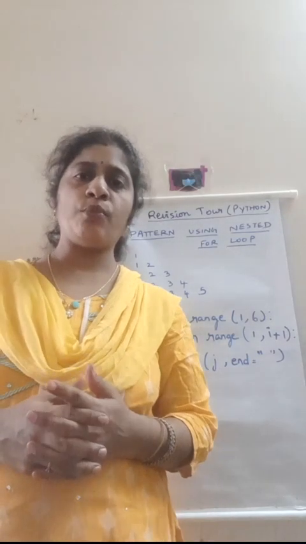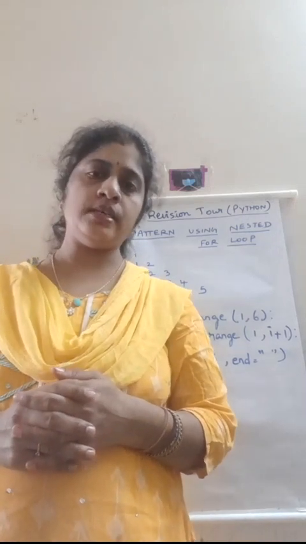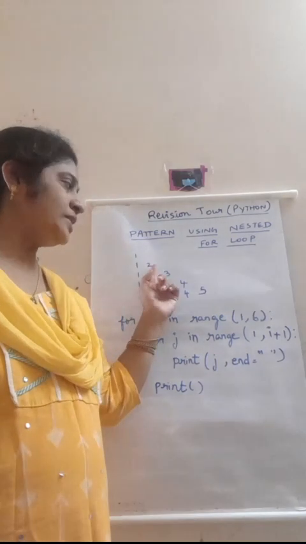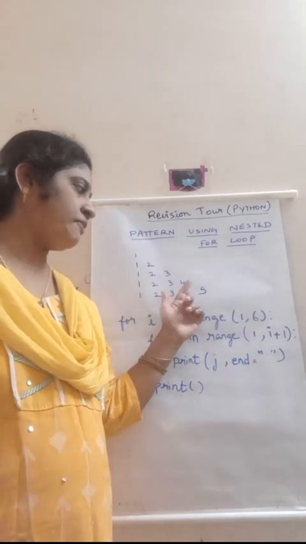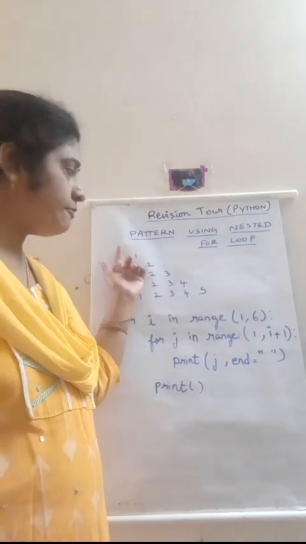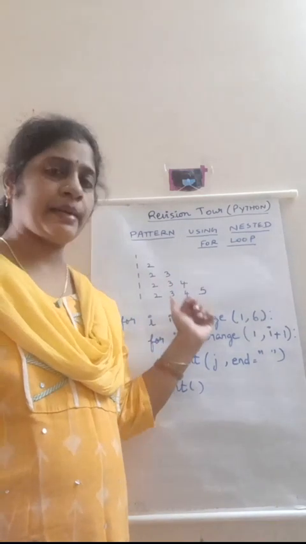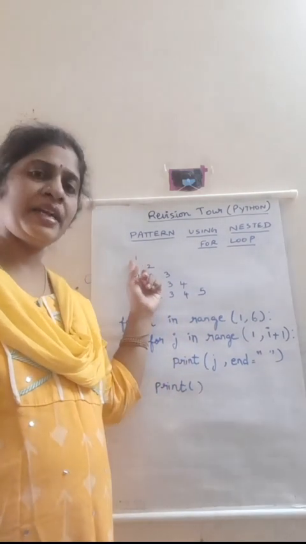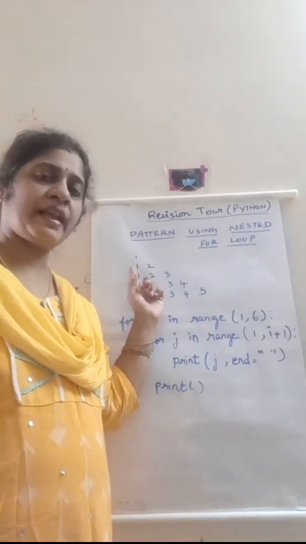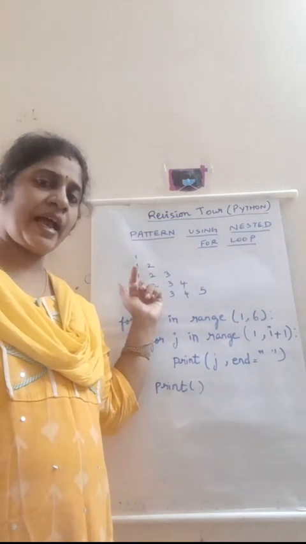Now we will see one more pattern using nested for loop. Now if I want to generate this pattern 1, 1 2, 1 2 3, 1 2 3 4 and up to 5, that is 5 rows. I want to generate 5 rows, and I want to display the numbers each time. When I value is 1, I want to display 1. When I value is 2, I have to run the loop from 1 to 2. When I value is 3, I have to run the loop.